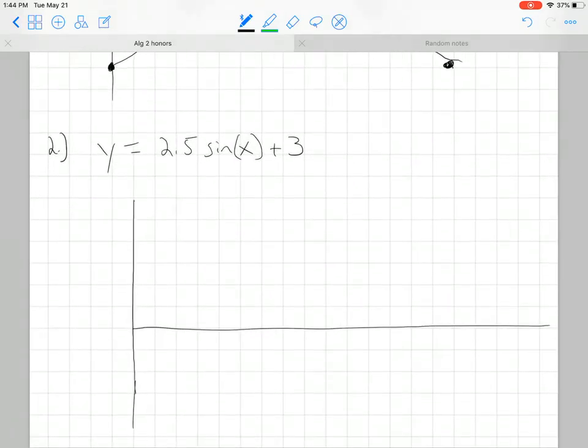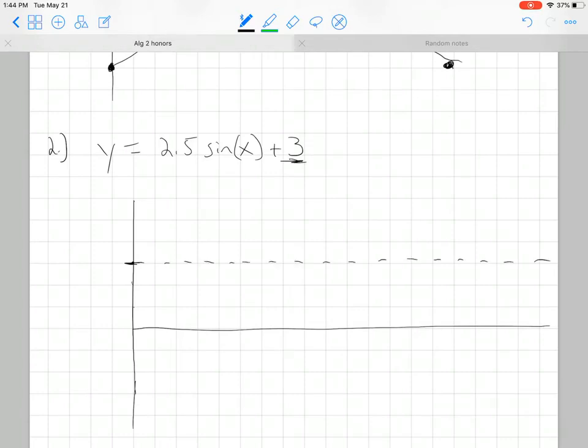Let's try this next one. Okay, so I know my midline is at 3, so 1, 2, 3. Here is my midline at 3. Why don't you go ahead and try to graph this thing first?